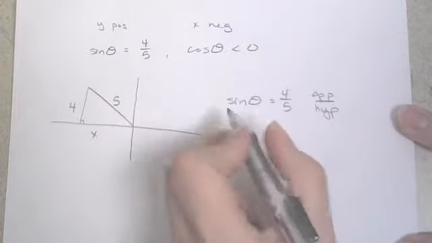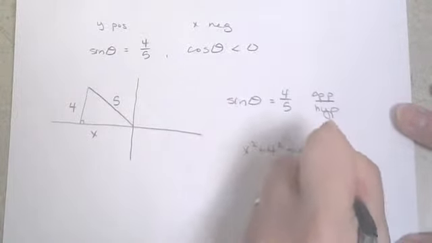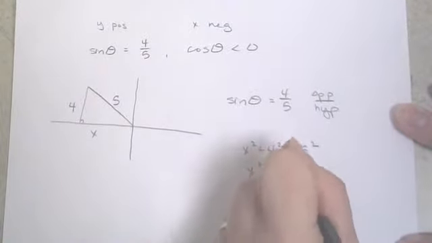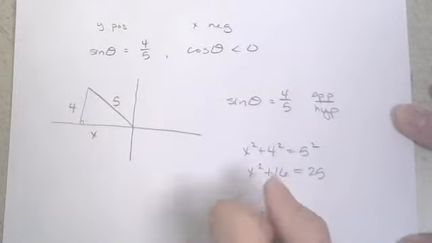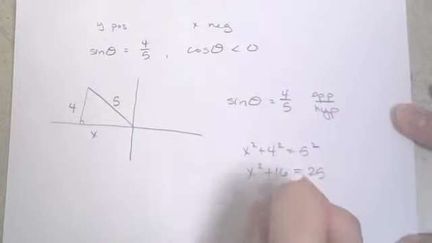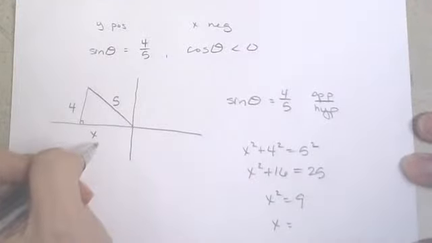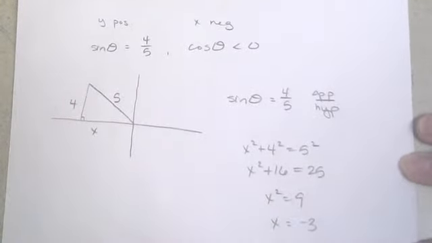So the Pythagorean theorem says x squared plus 4 squared equals 5 squared. And we solve for x. So x squared plus 16 equals 25. Subtract 16 on both sides. x squared equals 9. And then we take the square root of both sides, and we really get x equals plus or minus 3. But looking back at our triangle, remember that we're in the second quadrant, so the x is negative. So x equals negative 3.